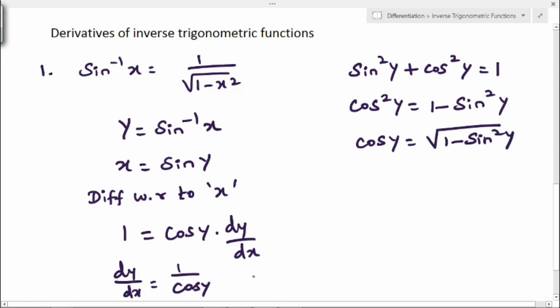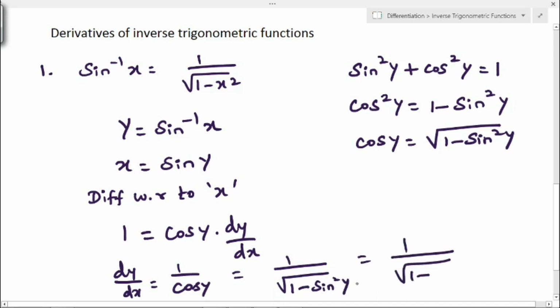Okay, so now substitute the values here. So dy by dx equal to 1 divided by, what is cos y value? Root of 1 minus sin square y. So that is equal to 1 divided by root of 1 minus, what is sine square y value? From this equation, I am going to assume it as equation 1, x value is sine y. So what is sine square y value? That is x square, because we are squaring on both sides, it will become x square equal to sine square y.